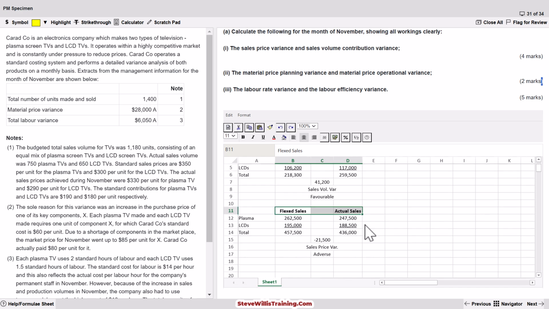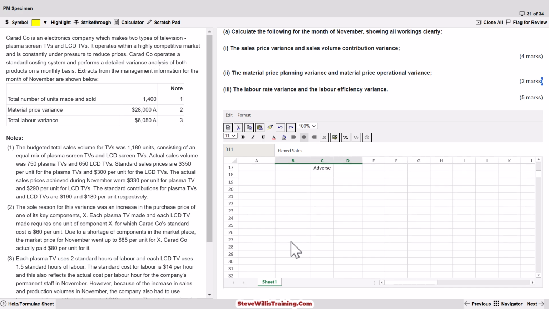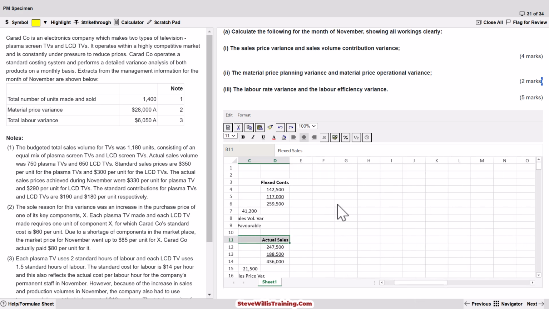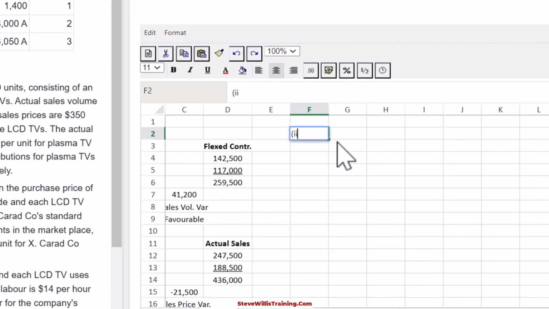Now, tactical decision, rather than going down, I'm going to go across because I've already resized these columns and I want fresh columns. So for this exercise, I will go across. And again, I will get organized with a template before I get started doing any math.